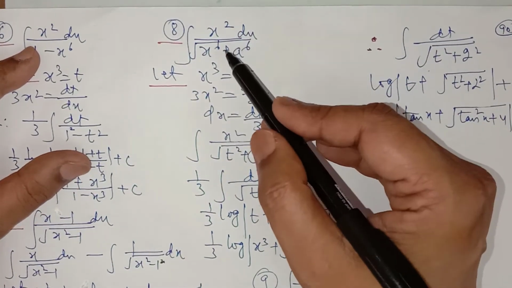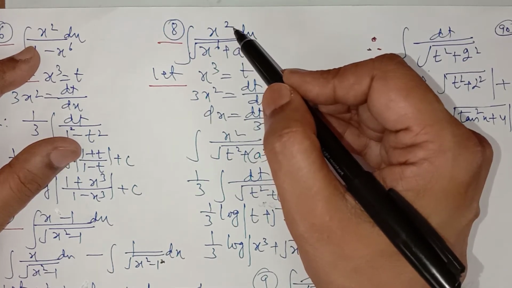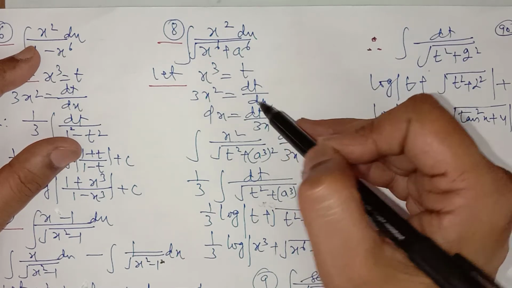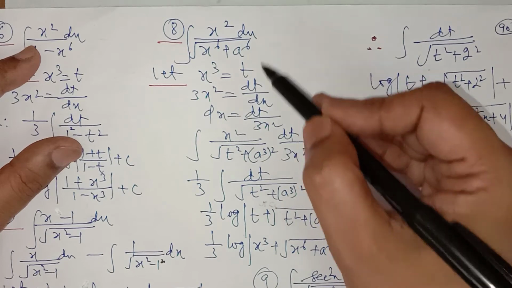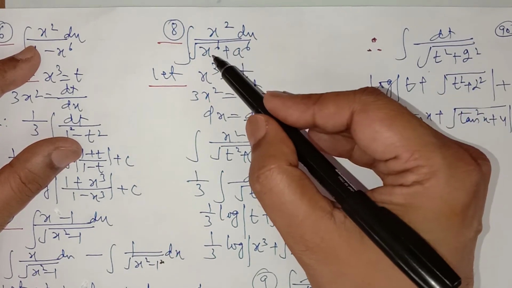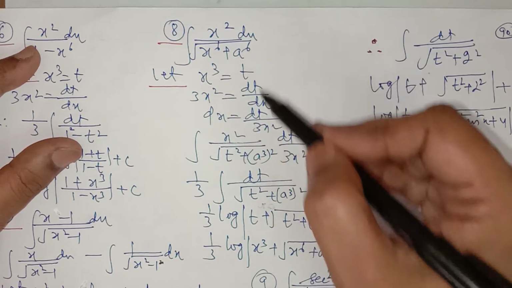It is x square upon under root x to the power 6 upon a to the power 6, because we have in the numerator x square. So you let x cube is equal to t. So dt upon dx will be 3x square. That is why this x square will be cancelled out when you replace the value of dx, dt upon 3x square, put it here. For this it will become t square, and for a to the power 6 you write a cube whole square.